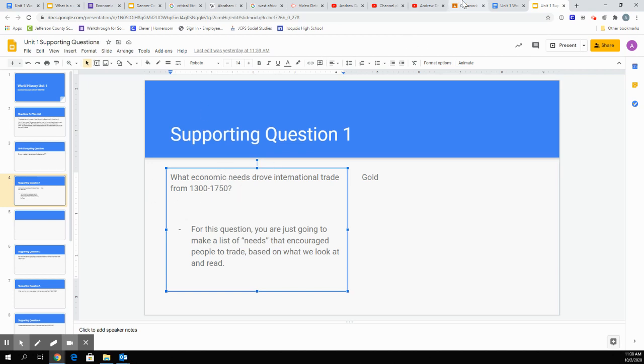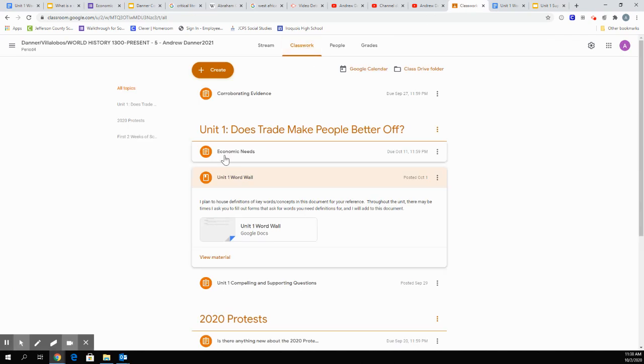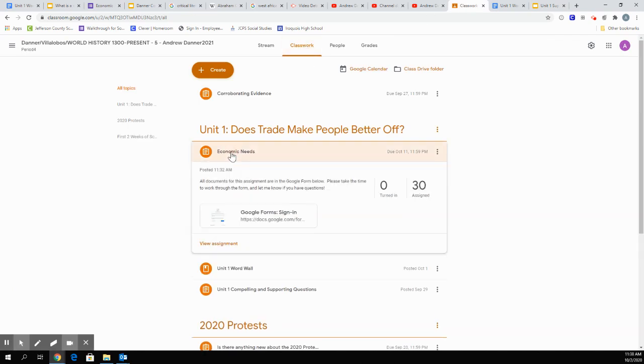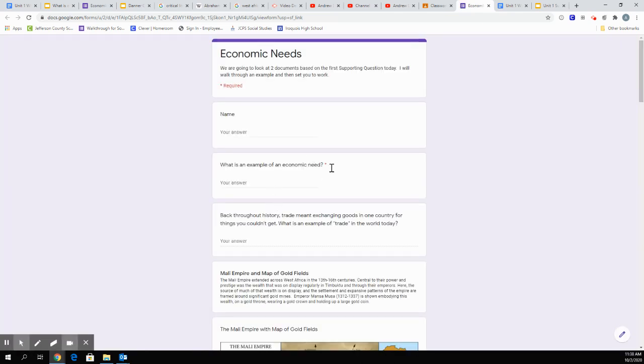So if you go to our classroom, go to our classwork, we have this assignment called Economic Needs. It's a Google form. Everything you need is in there. Click on that, and I'm going to walk you through the first part of it and show you what the rest could look like, and then I will set everyone to work.